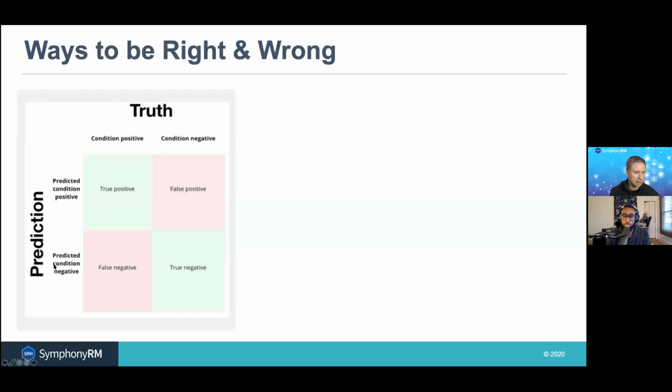We predicted a negative, and we go to the square on the bottom left, and we see the column is that the truth, or the real answer, was positive. So we got that one wrong, and that was a false negative. And then our last case, again, we predicted negative, but in the bottom right, the column is the real answer, the truth was negative. And we got that one correct as a true negative.